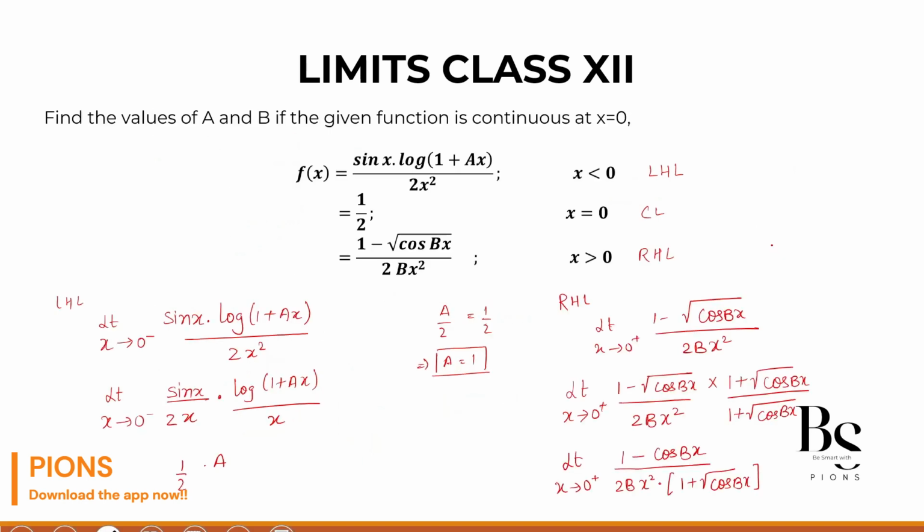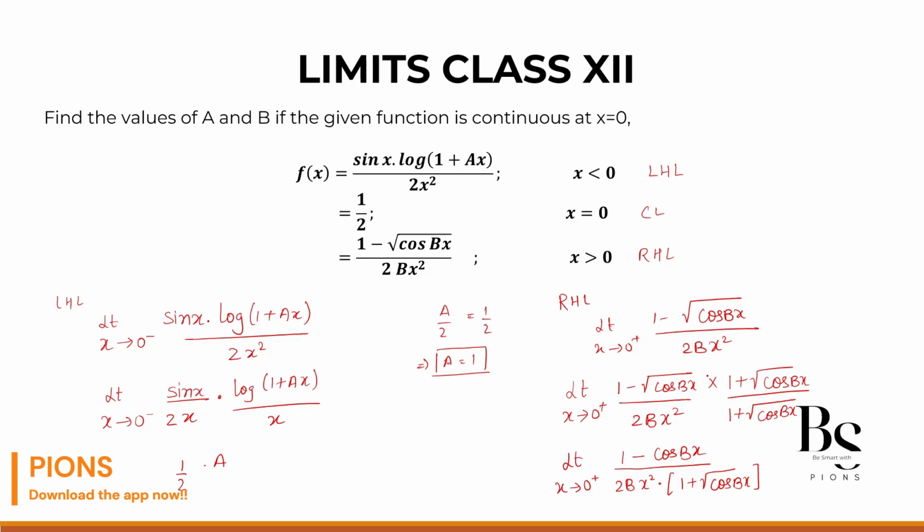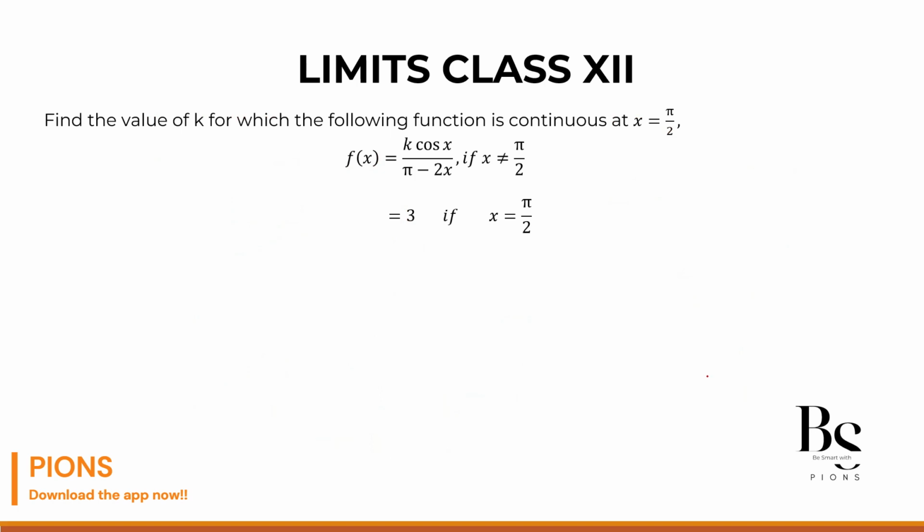B by 8 is our right hand limit, and that should be equal to the central limit, which is half. So let's substitute here: b by 8 equals half. Putting 8 on the right hand side, it will give you 8 by 2. So our value of b is nothing but 4. So the value of b in this problem is 4, and the value of a is 1. Done. Great. So let's move to our next question.